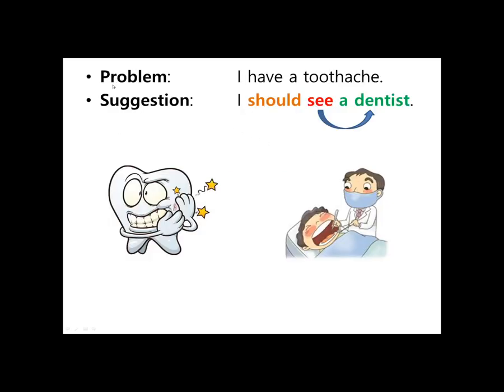Okay, so here's the problem. This is from the textbook. I have a toothache. And suggestion, I should see a dentist. So we have our suggestion word, should, our transitive verb, and our object noun.